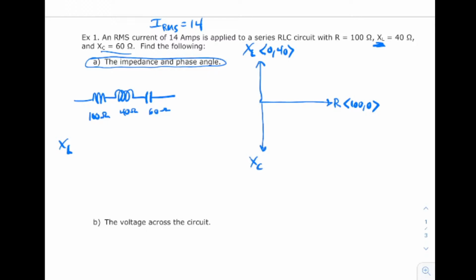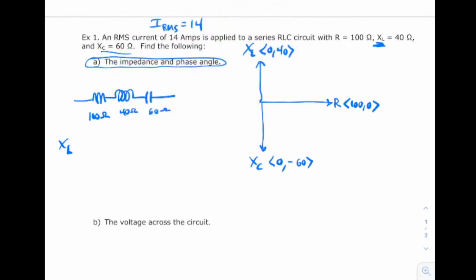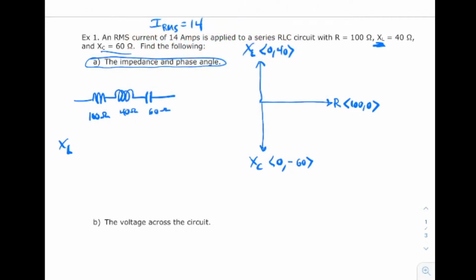And this is all Y component. There's no X component. It's straight down. Down means negative Y direction, 60 ohms. Okay, cool. So those are our 3 phasors that represent the resistor, the capacitor, the coil. And then what you got to do is you got to get your Z by adding these up, and I usually use a red for Z. So notice that if you add this up, let's kind of get this out of the way.